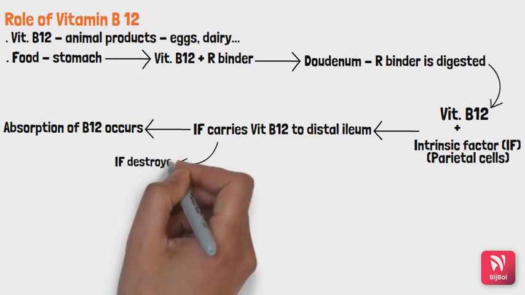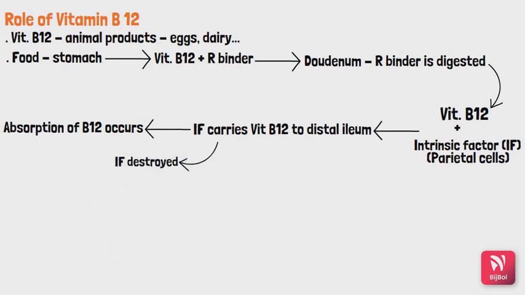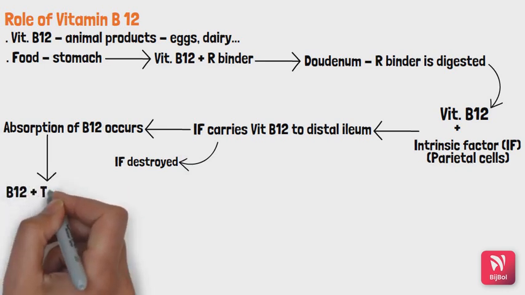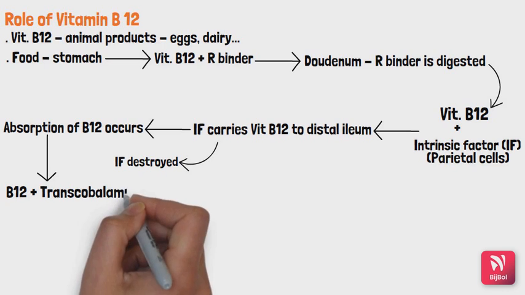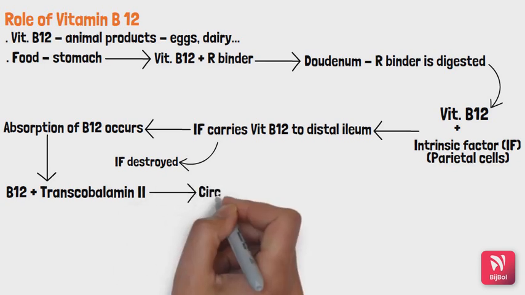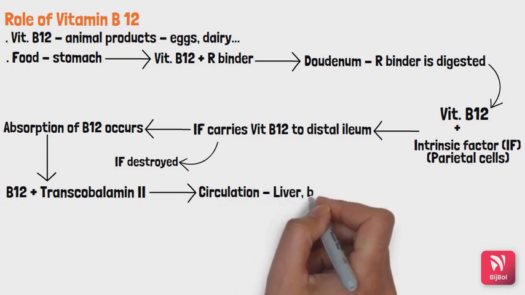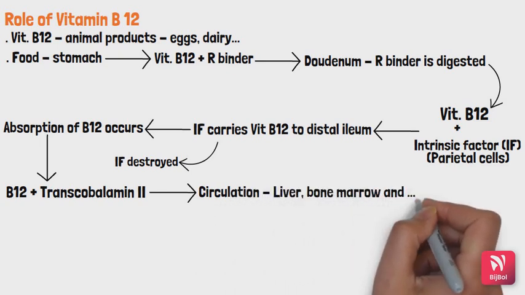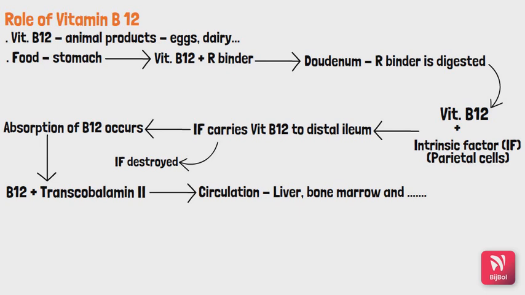Now we have vitamin B12 which is free in form, and whenever there is a need, it will enter the circulation. The transport protein of vitamin B12 to the circulation is transcobalamin 2. So vitamin B12 complexes with transcobalamin 2 and enters the circulation, and from there it goes to the liver, bone marrow and the cells that need vitamin B12. So this is about the metabolism of vitamin B12.